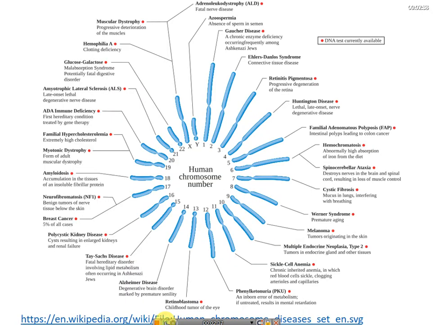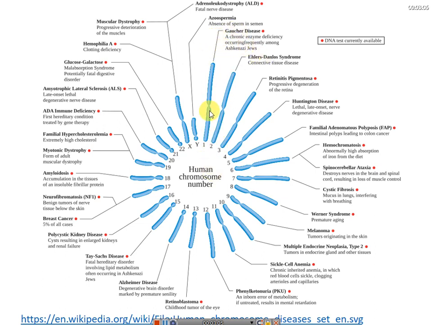There are n number of diseases which are associated with an abnormality in one or the other chromosome. Like in this figure, we can see that there are n number of diseases for which even DNA tests are available. These red dots show the genetic diseases for which DNA tests are currently available. So if we start from chromosome 1, we will take a single example for each chromosome.